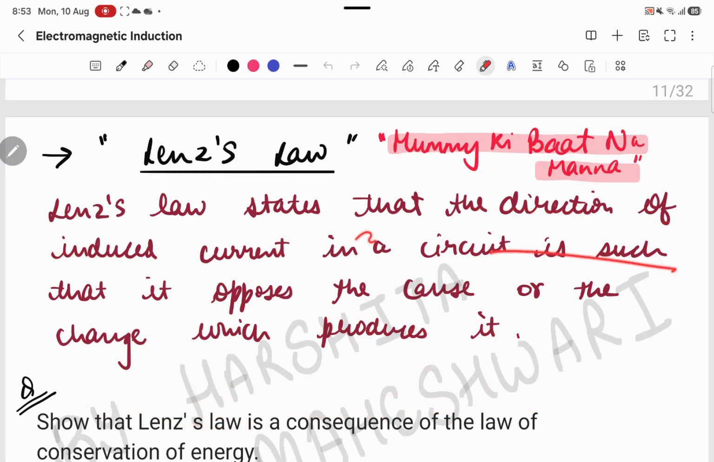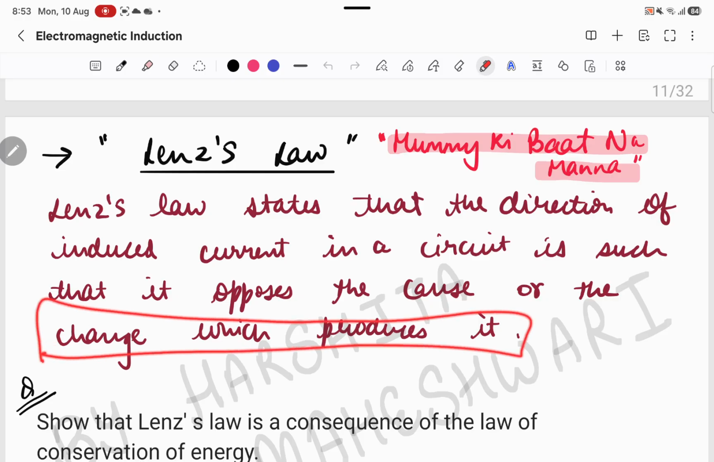Now in a circuit it is such that it opposes the cause or the change which produces it. Whichever force is producing it, it's always opposite to that. So we can remember this with a kind of trick, like we are not agreeing to the talks which our mother is saying. The mother who produced us, we are not agreeing to the direction she is giving us.